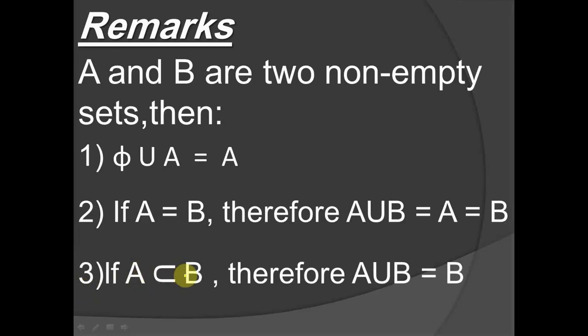Number 3, if A is a subset of B, A a small set, B a big set, therefore for the union we take the big set.